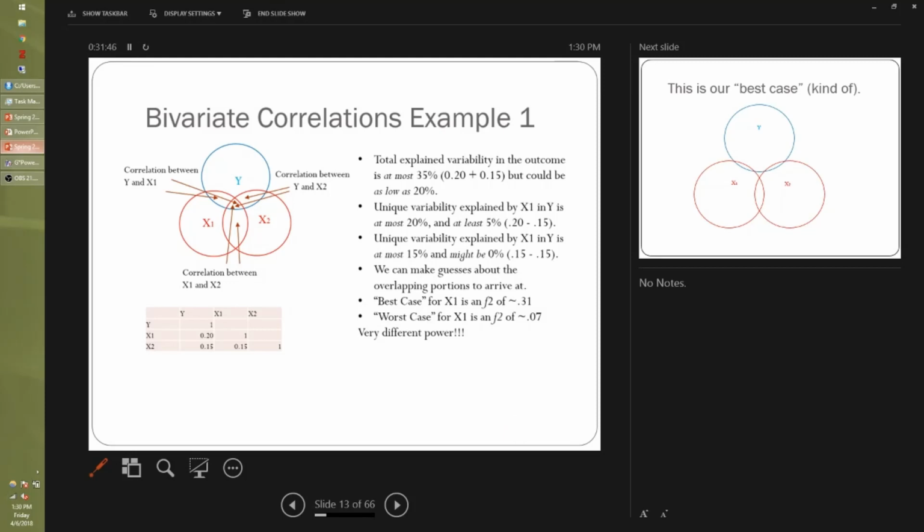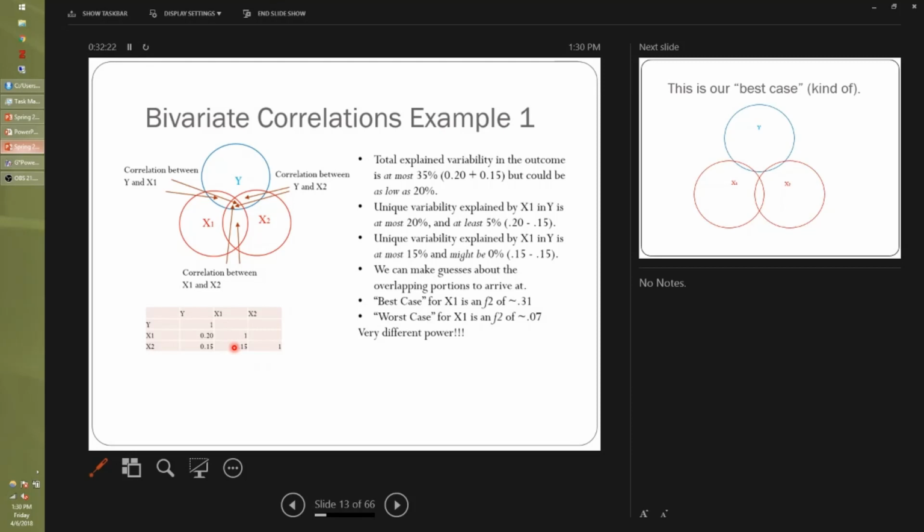So here in this bottom corner, I've got this. Y and X1, 20% of their variability is shared. They vary together 20% of the time. Y and X2 vary together 15% of the time. And X1 and X2 vary together also 15% of the time. So if we have a model where depression is predicted by this treatment effect and anxiety, the most variability that can be explained in Y is 35%. So it's that 20% from the treatment effect and 15% from anxiety.